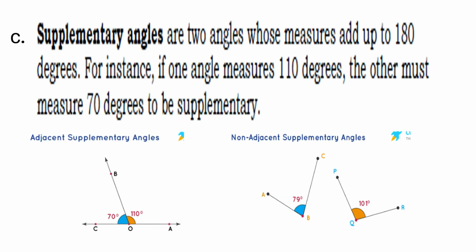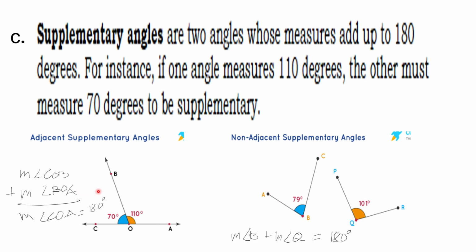Next we have the supplementary angles, and these are two angles whose measures add up to 180 degrees. For instance, if one angle measures 110 degrees, the other must measure 70 degrees to be supplementary. So again, there are two examples here. One is the adjacent supplementary angles, adjacent because they share a common side, which is OB. And on the other figure, they are again separated and non-adjacent.